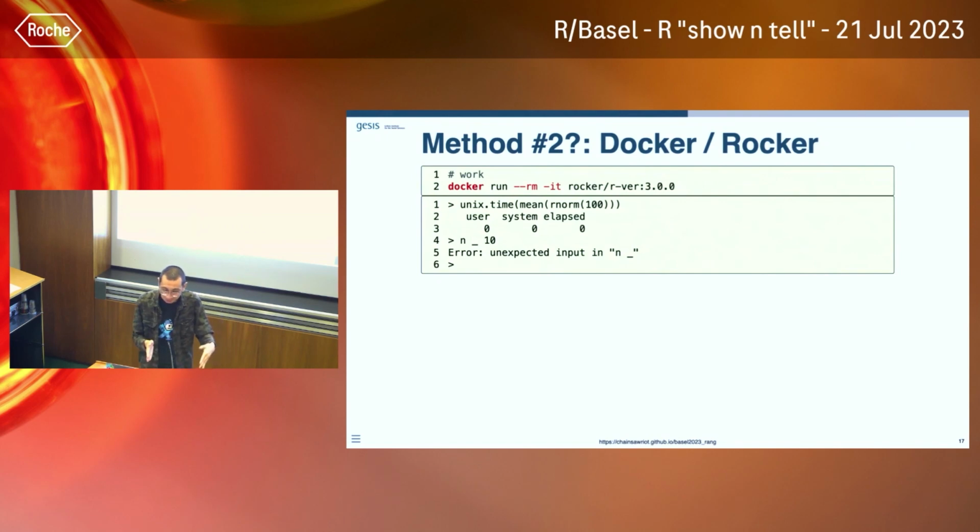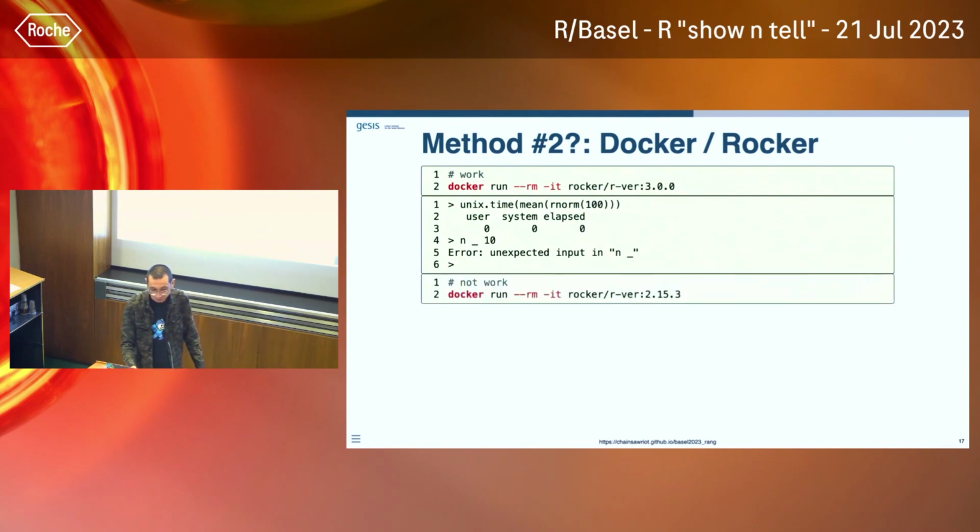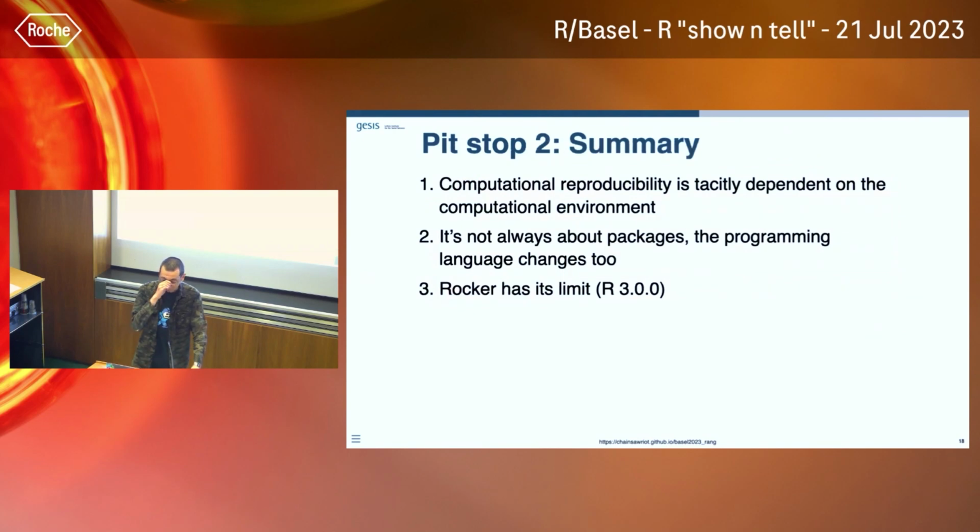And then if I want to go one version further, so if you want to do 2.15.3, it's no longer working because the Rocker team doesn't provide any image older than R 3.0. So for this case, Rocker will not help you again. So this is a summary for the second case.